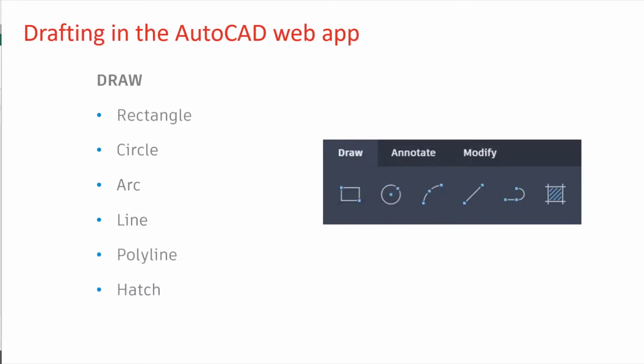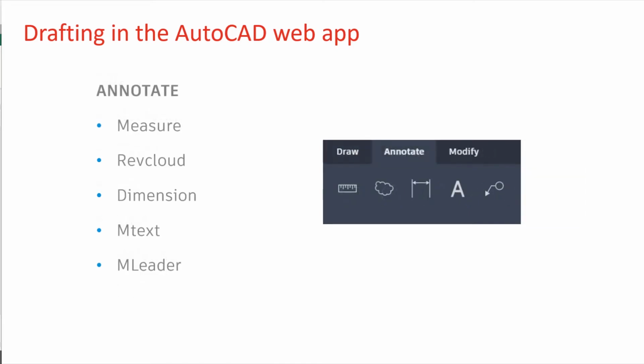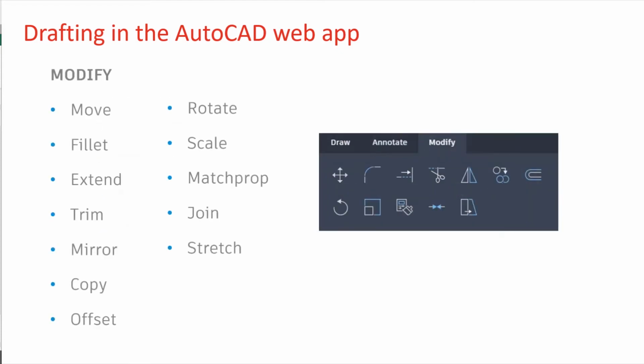Your drafting tools are all there, arcs, lines and circles, polylines and even hatching. In the annotate section you can use the measuring tools, revision clouds, dimension up your drawings, and text and leaders are all there. And obviously we need to modify our drawings, and as you can see from this list, an extensive list of modification commands.